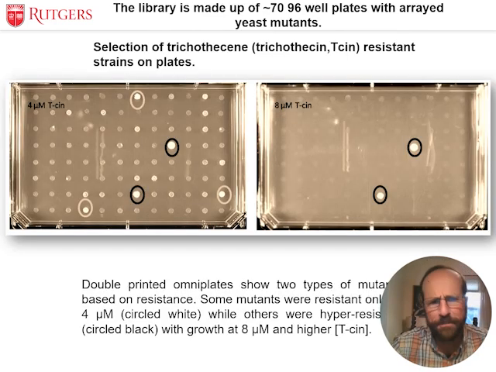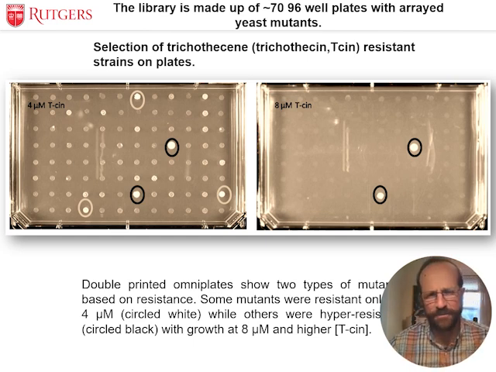In our particular case, we had access to the yeast deletion library, which is made up of around 70 96-well plates arrayed with individual, identified yeast mutants. There are approximately 5,200 or so. If you array those on 96-well plates, in some cases they're duplicated and there are some blanks, so overall that equates to about 70 96-well plates. What you can do is something like this.